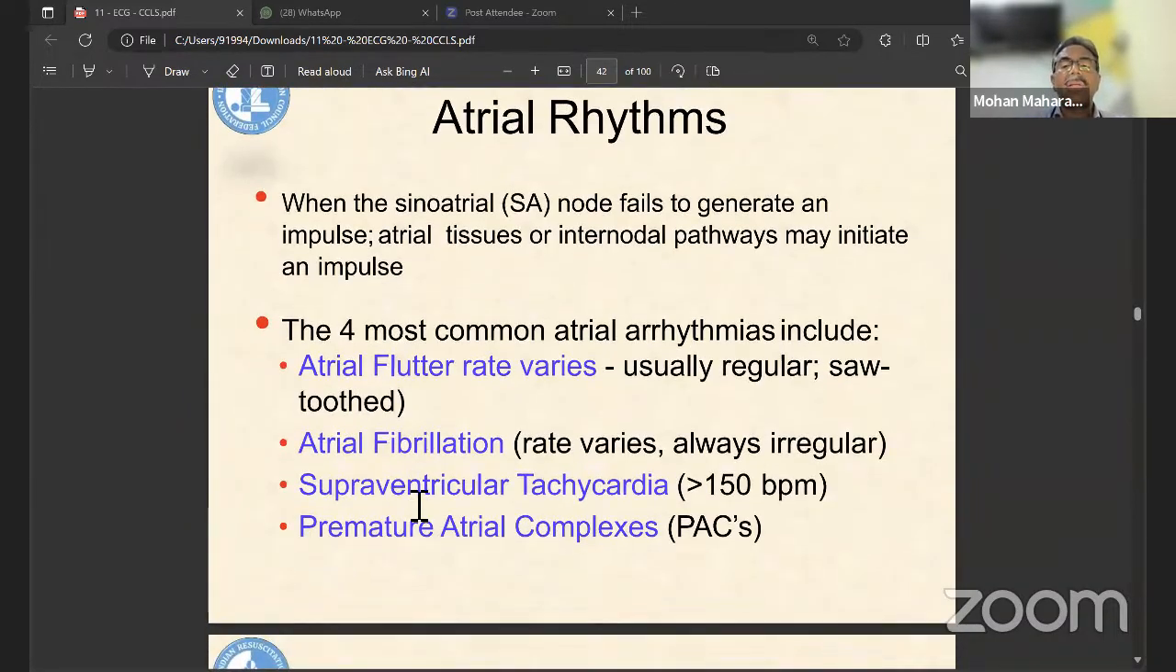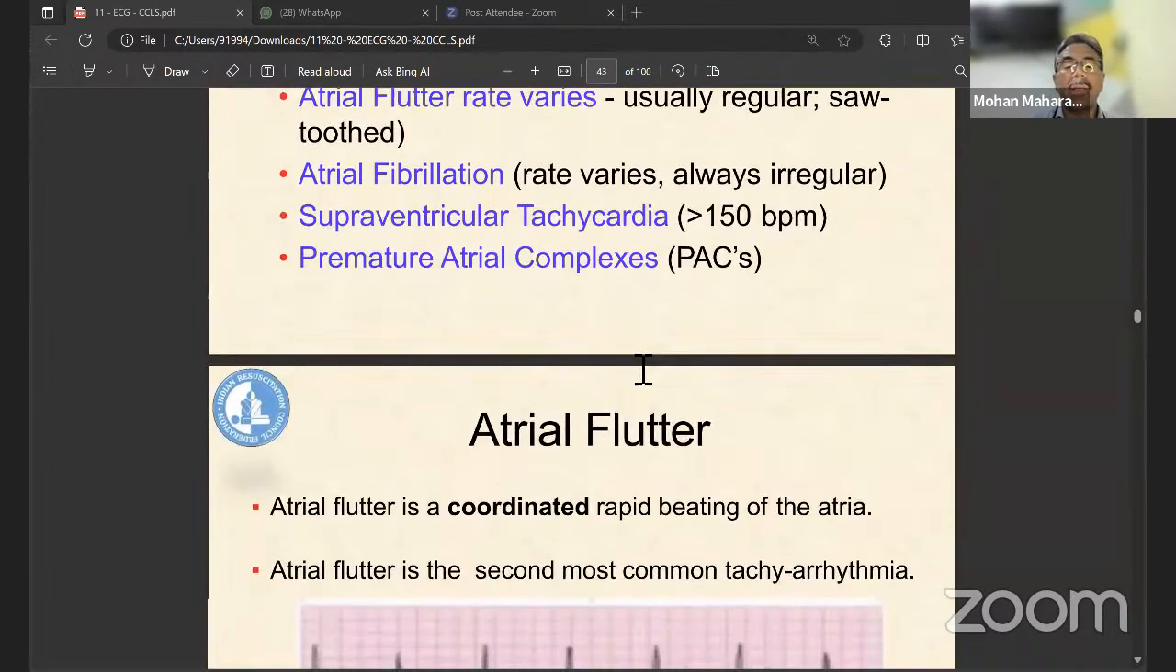So, atrial rhythms. The most common is atrial fibrillation. The next most common is atrial flutter. Then comes supraventricular tachycardia and premature atrial contractions, called PACs. These are the four most common atrial arrhythmias.